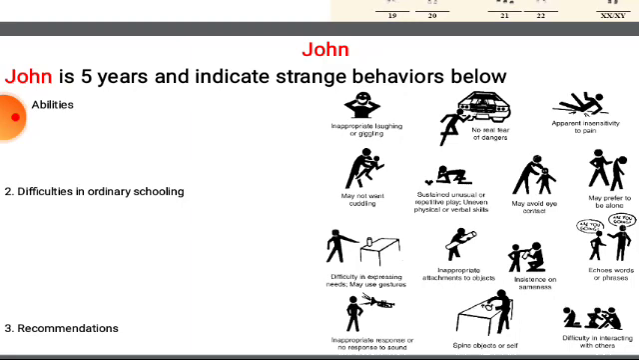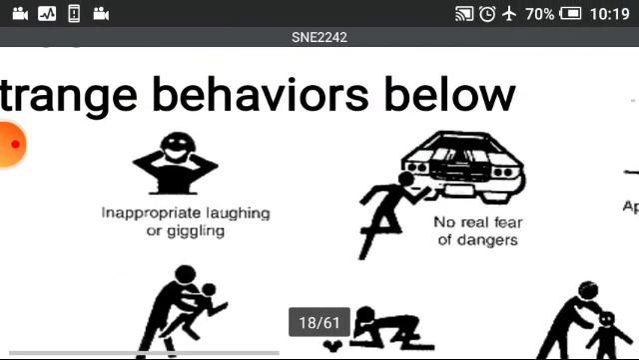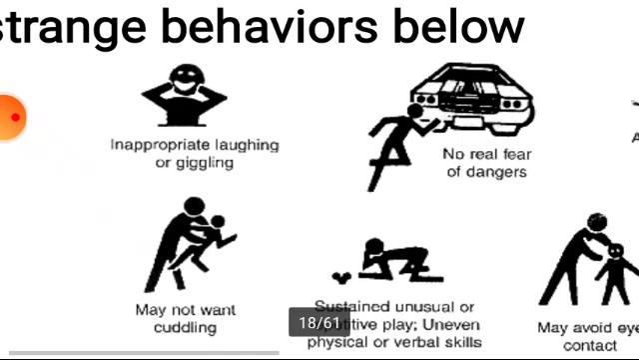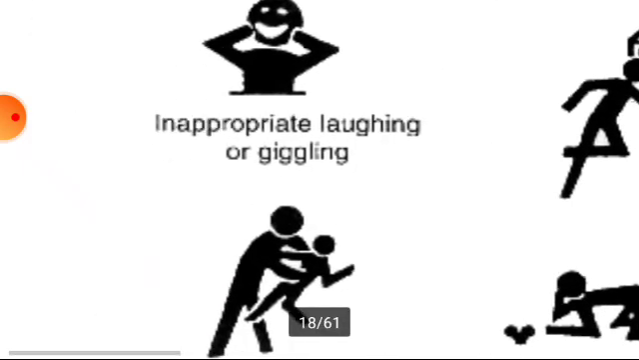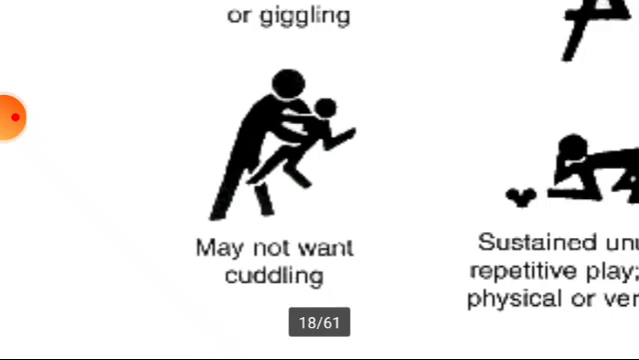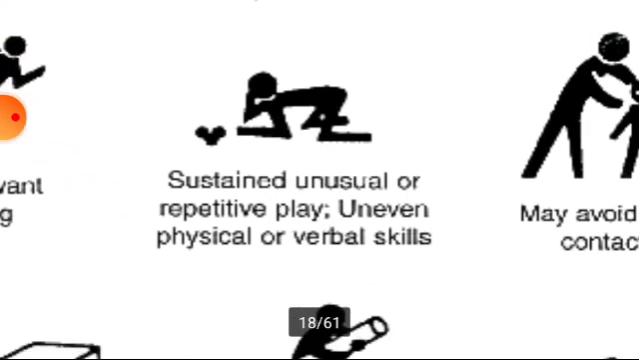John is 5 years and indicates strange behaviors below. You can see John. This is what John does. Inappropriate laughing. May not want cuddling. No real fear of dangers. Sustained, unusual or repetitive play. You can see.